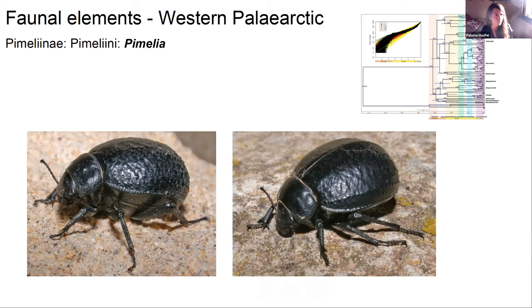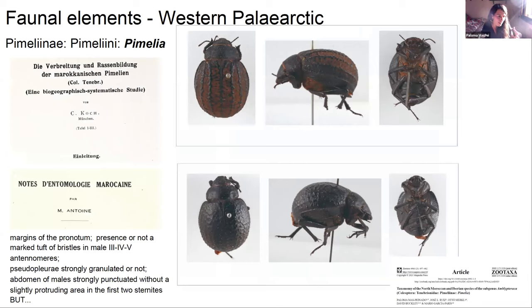Fortunately, we found differences in the margins of the pronotum in males and the presence of a tophi blister in the 3rd, 4th, and 5th antenumerals, sometimes in the first 2 sternites with a triangular structure. But without work like this of Koch on Antoine and the molecular tools, I think that I would be really lost.